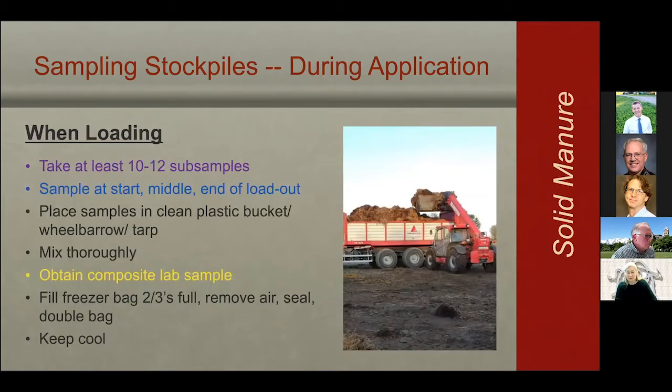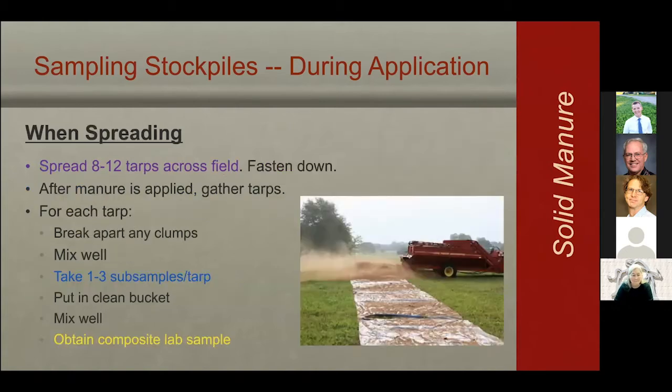If we're doing our sampling when we're loading it, and that actually is preferred, you'll note that they drop those recommendations from 10 to 20 down to 10 to 12 subsamples, because you're getting some mixing as you're loading it. One of the key things there is that they recommend that you get samples at the beginning, the middle, and the end of that load out process. Again, same system: take some subsamples, put them in a bucket or wheelbarrow, mix them well, take your subsample and fill your bag.